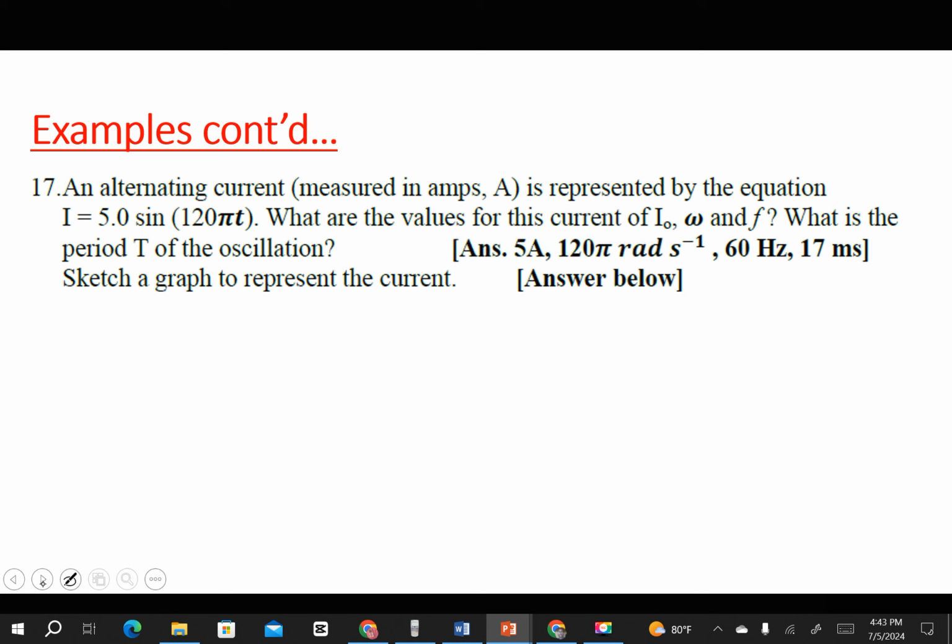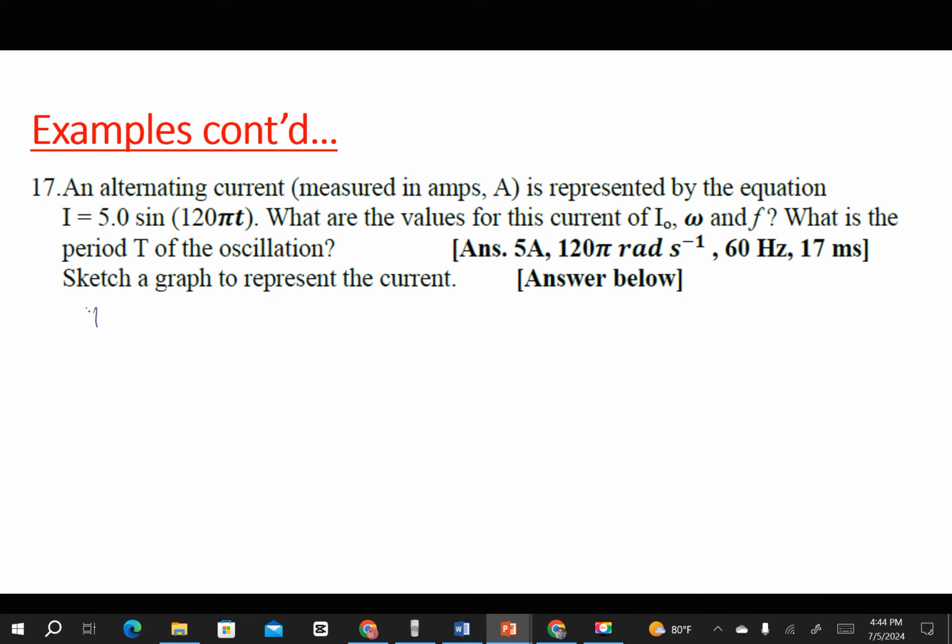An alternating current measured in amps is represented by the equation I equals 5.0 sine 120 pi t. Find the values for this current of I naught, omega, and f. So what are the values of this current? I naught, omega, and f.